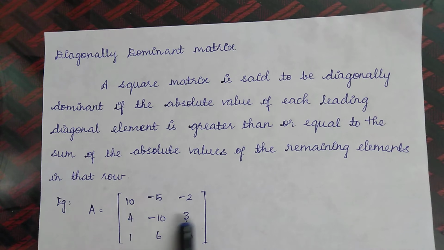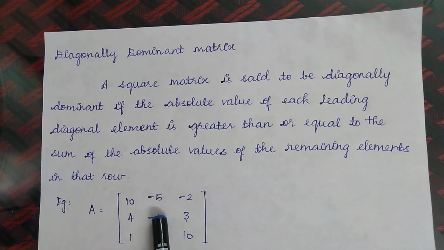In the same manner, in the second row, minus 10 is the diagonal element. The absolute value of this is plus 10. When you add the remaining two elements in that row, we get 7. So obviously this 10 is greater than the sum of the remaining two elements in that row.